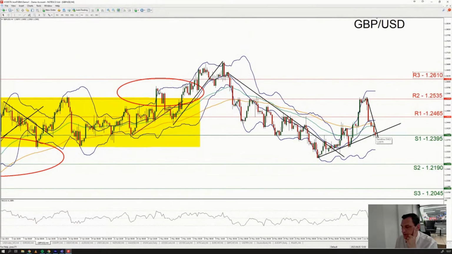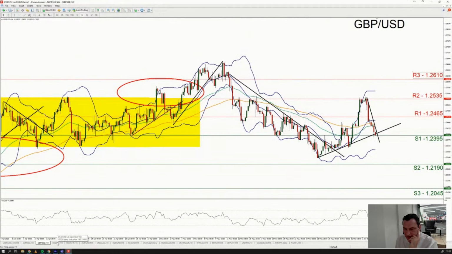In that case, we may see the RSI indicator rising, breaking above the reading of 50 and start aiming for higher grounds. While the price action is expected to rise, break the downward trend line we have just drawn and was initiated on Friday, start aiming, if not even breaching the 1.2465 resistance line, aiming for higher grounds.